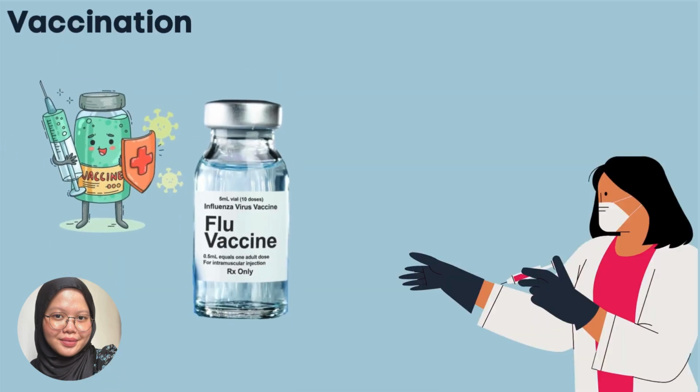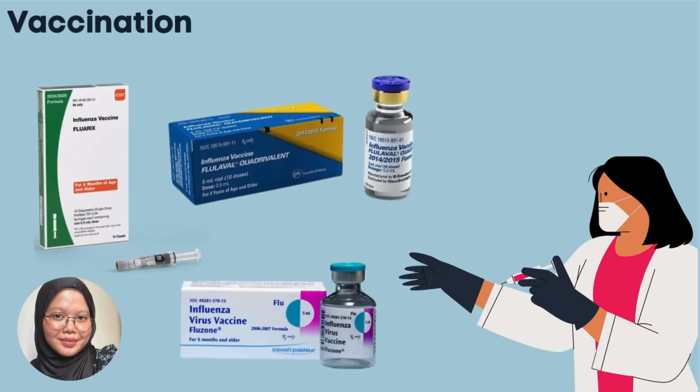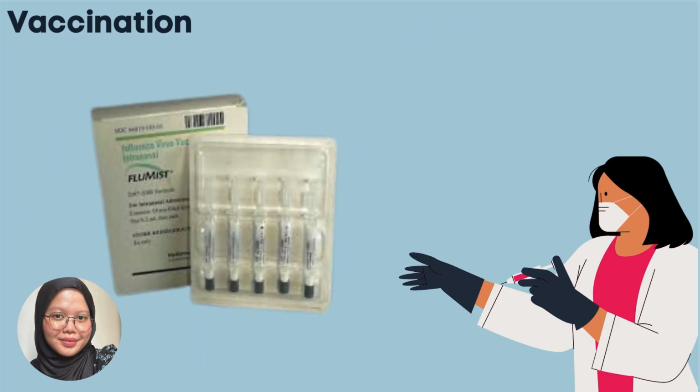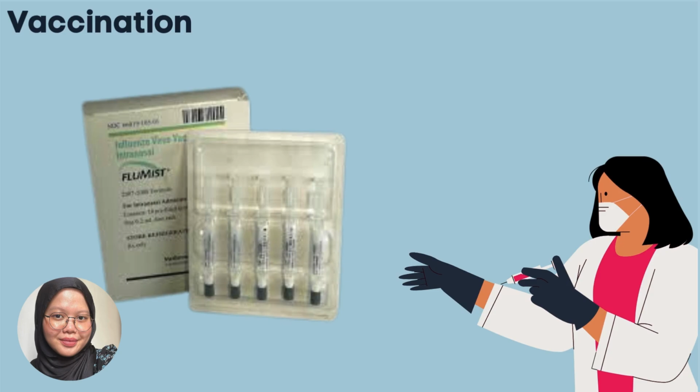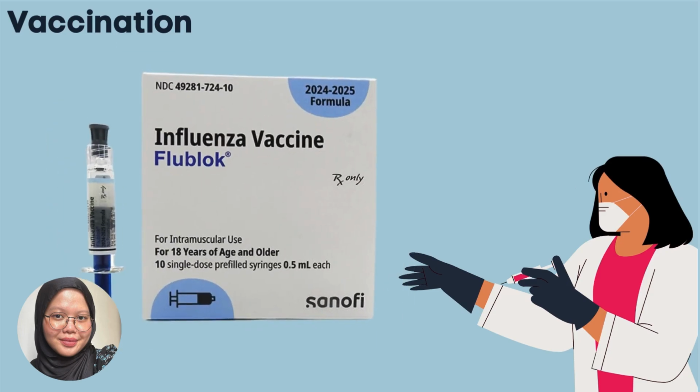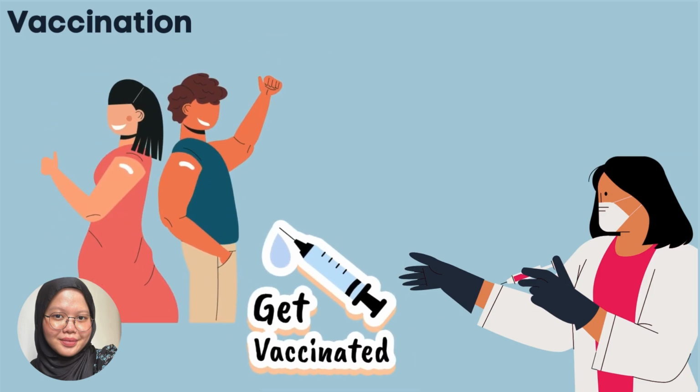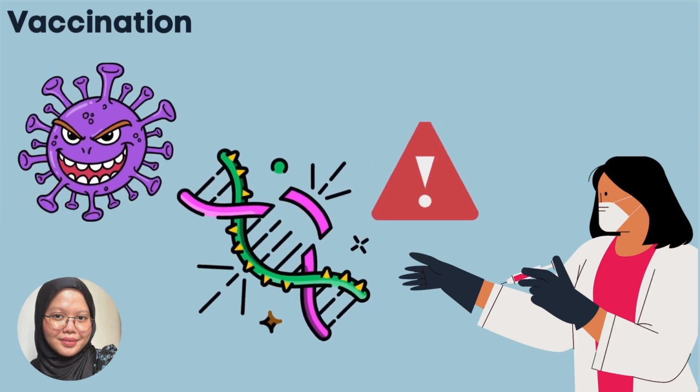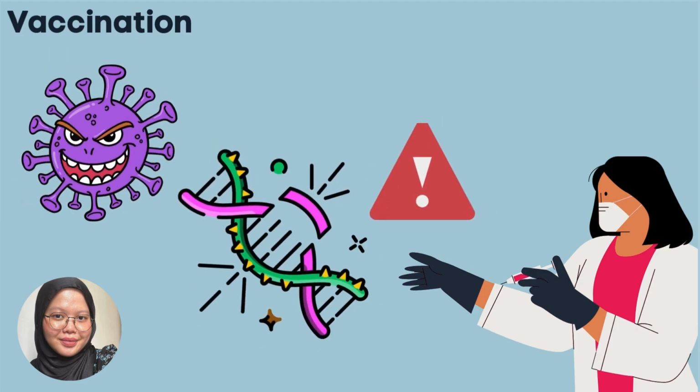Vaccination is the best way to prevent influenza and its complications. Types include inactivated vaccine for almost everyone, live-attenuated nasal spray for healthy individuals, and recombinant vaccine for those with severe allergies. Vaccines not only prevent infections but also reduce the severity of symptoms and hospitalization. Annual vaccination is critical due to the virus' constant mutation.